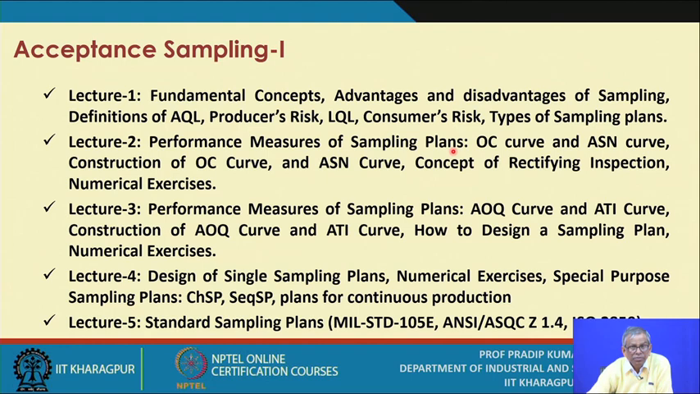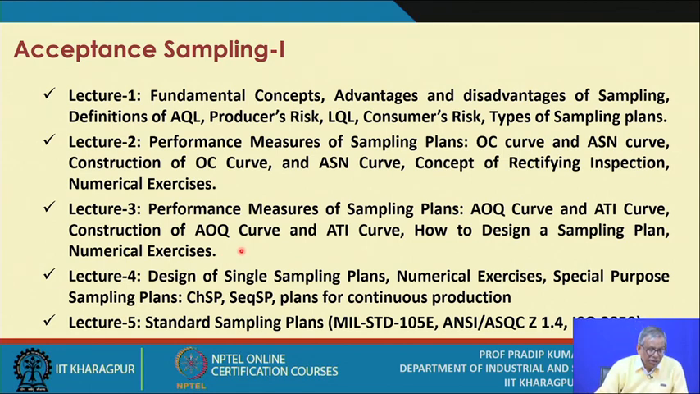In the next lecture session, I'll be referring to the performance measures of sampling plans. There are different types of performance measures, like the OC curve and the ASN curve. We'll discuss how to construct the OC curve and the ASN curve, and the concept of rectifying inspection with numerical exercises in the next lecture.